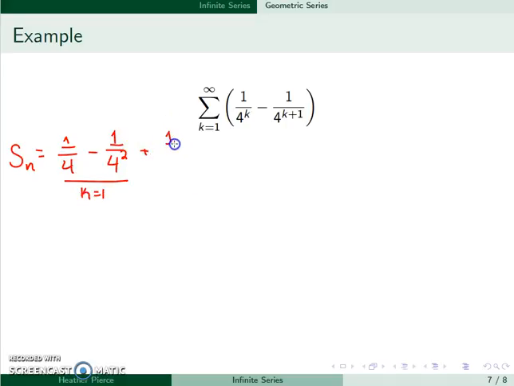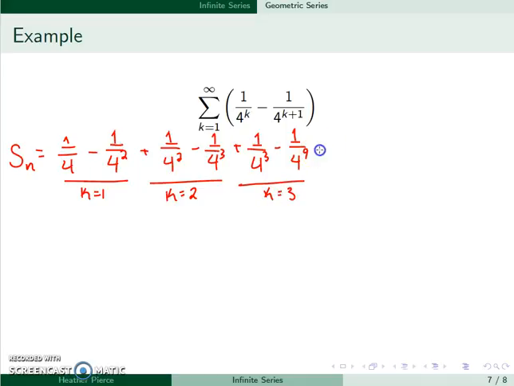K equal to 2 has 1 over 4 squared minus 1 over 4 cubed. Here's k equal to 2. K equal to 3 has 1 over 4 cubed minus 1 over 4 to the 4th. Here's k equal to 3. And we can continue this up until the nth term, which is 1 over 4 to the n minus 1 over 4 to the n plus 1.